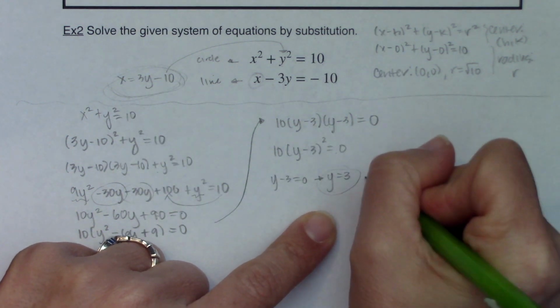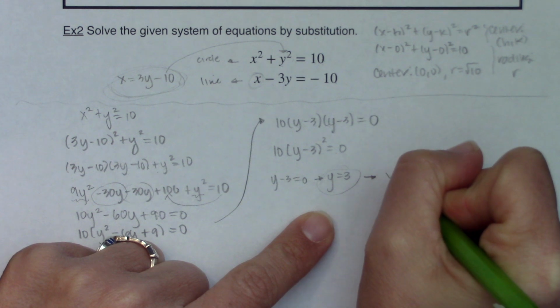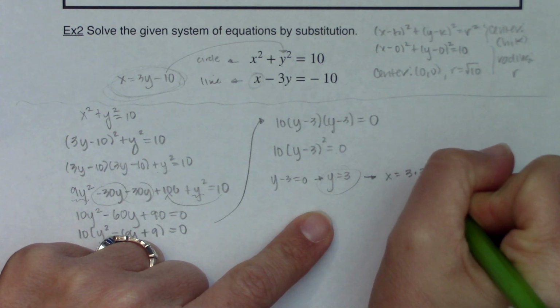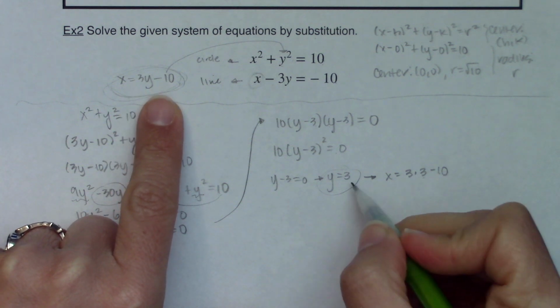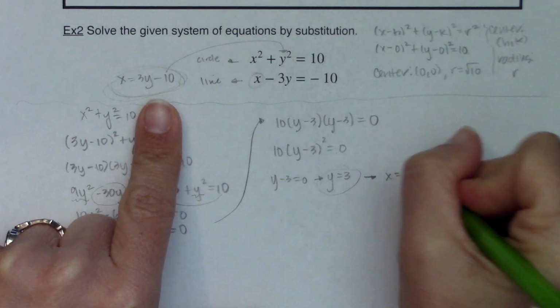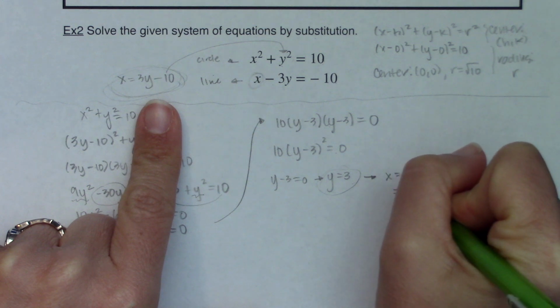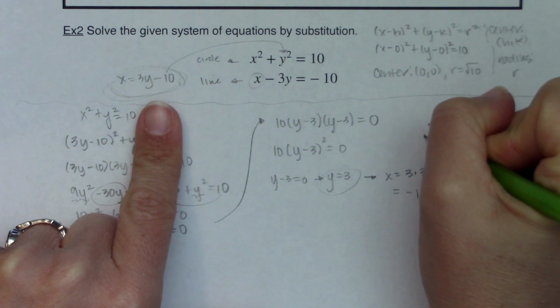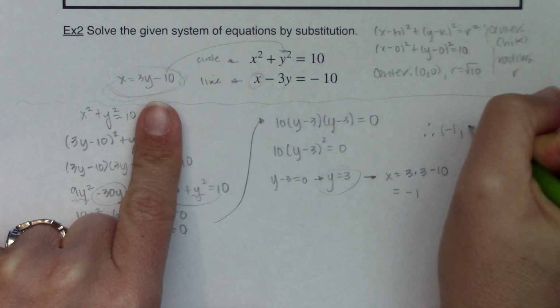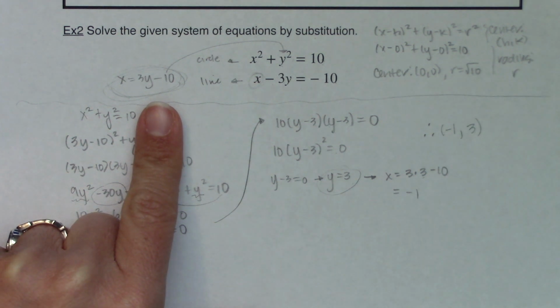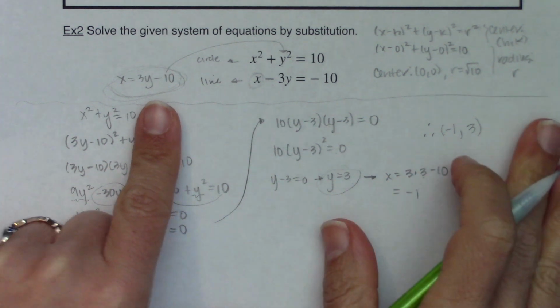If I want to finish this problem out, x is going to be 3 times 3 minus 10. X is 3y minus 10. Well, if y is 3, and I do the math here, 9 minus 10 is negative 1. So my overall solution is negative 1, 3. It's that ordered pair, okay?